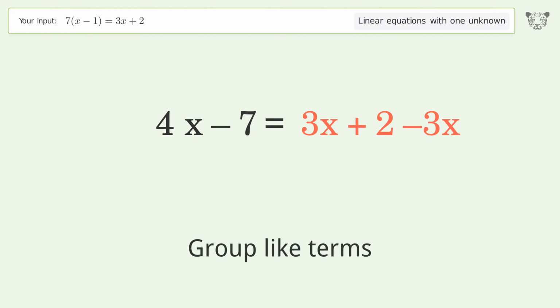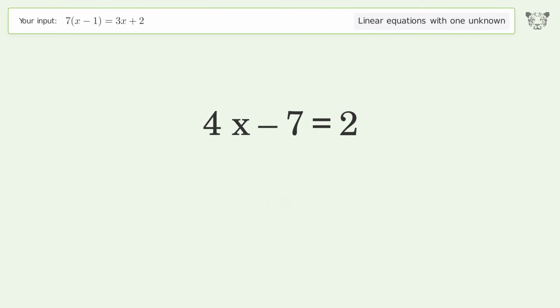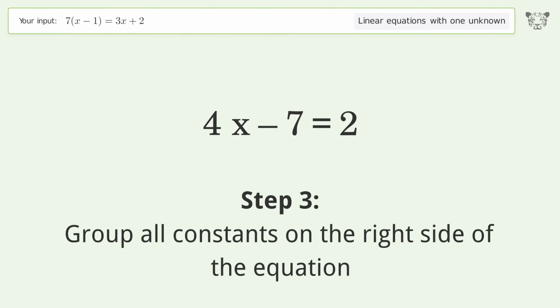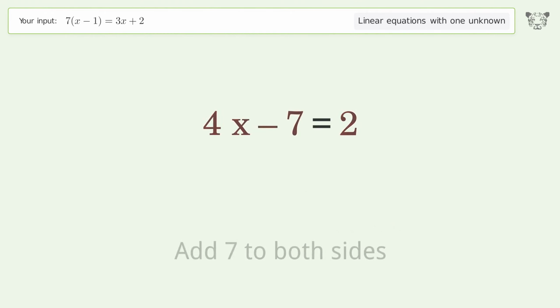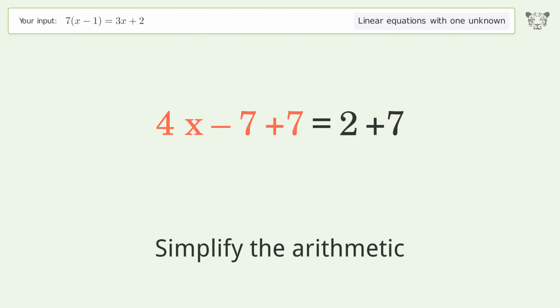Group like terms. Simplify the arithmetic. Group all constants on the right side of the equation. Add 7 to both sides. Simplify the arithmetic.